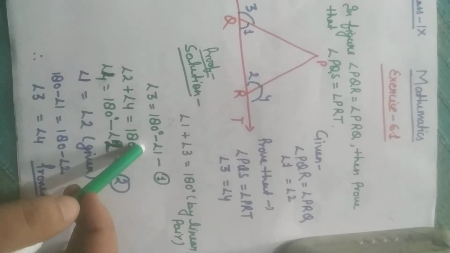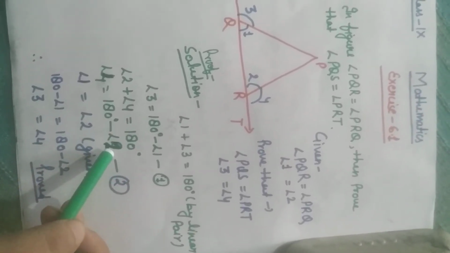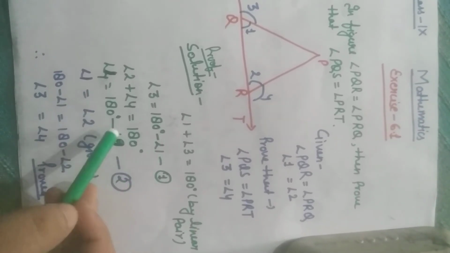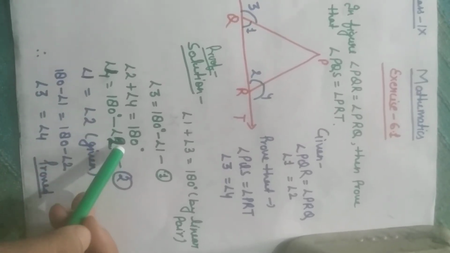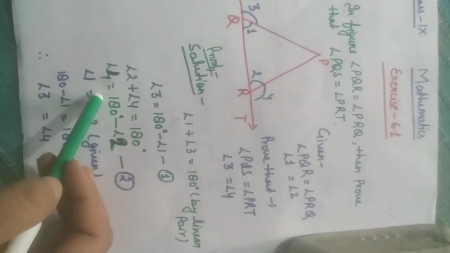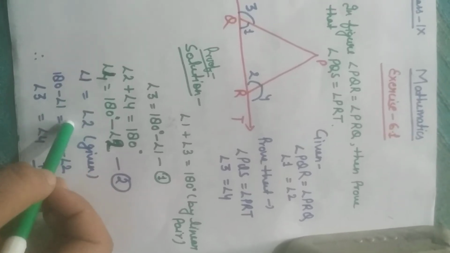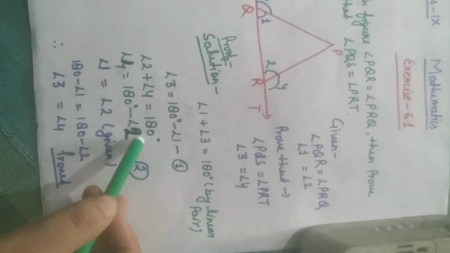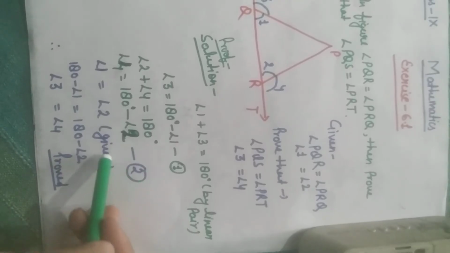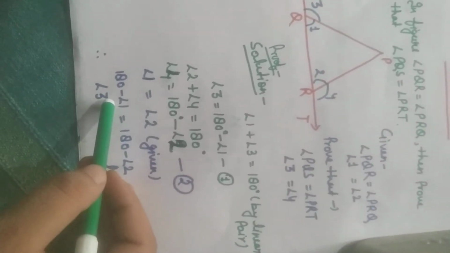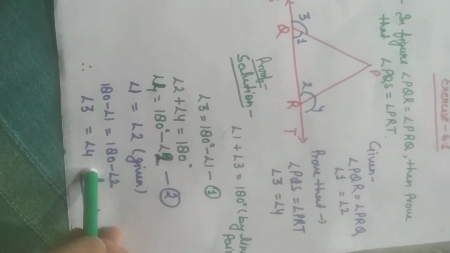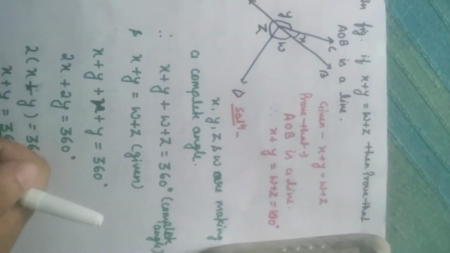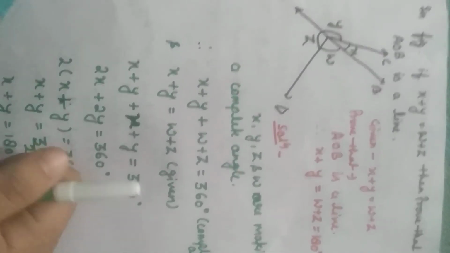Suppose angle 1 is 50, then angle 2 will be 50. So 180 minus 50 is 130. The same here, 180 minus 50 is 130. So again the values of angle 3 and angle 4 will be equal. So from these equations we can write that angle 3 is equal to angle 4. So that is the proof now. Okay? Now take a look at question number 4.